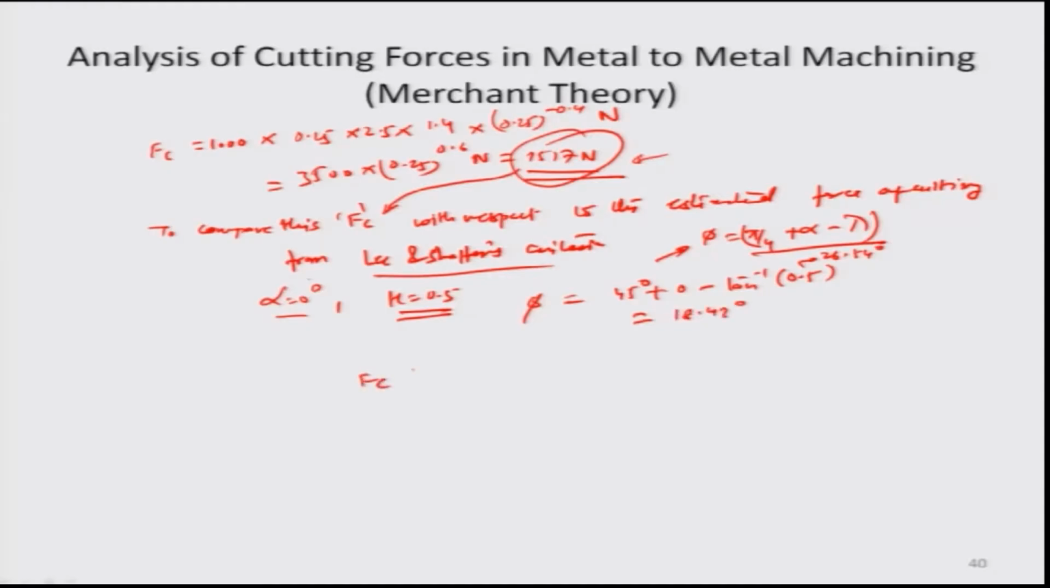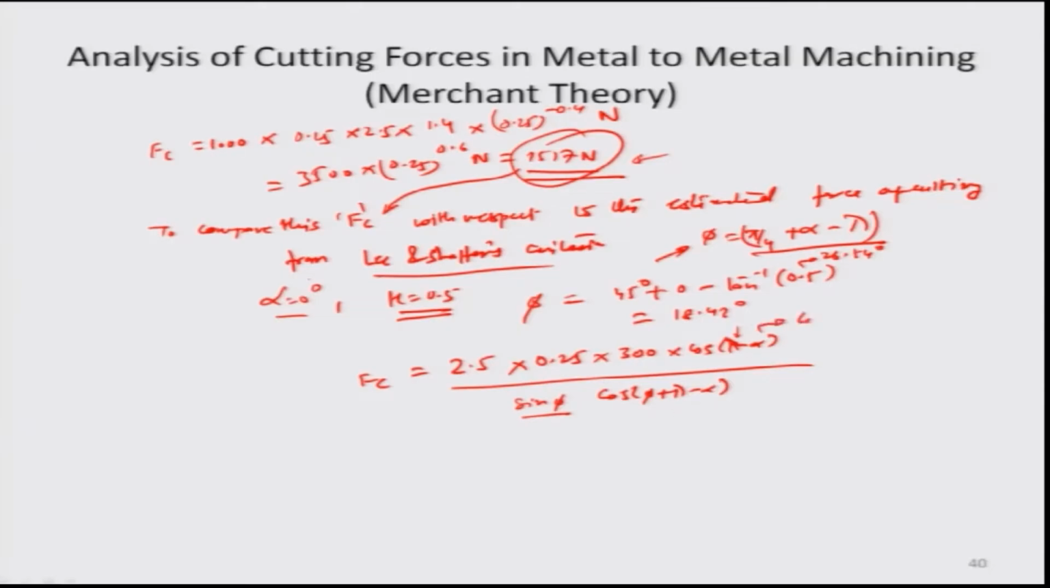So, the Fc value here would obviously be the width of cut times the uncut chip thickness T1, times the ultimate shear strength in case of mild steel, which is assumed to be 300 Newton per millimeter square, times cos of lambda minus alpha, divided by sin phi times cos of phi plus lambda minus alpha. So, this value is basically cos of lambda, because alpha is 0 in this particular case, as you have seen in the assumptions itself.